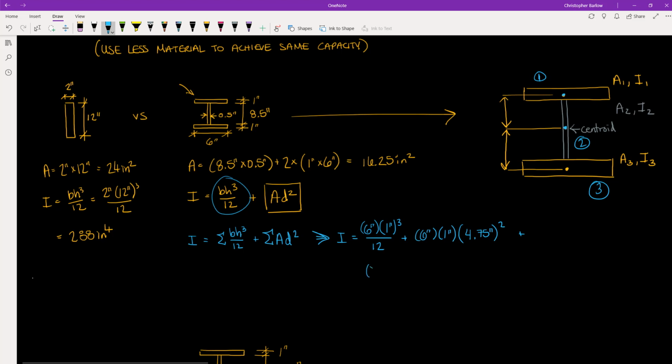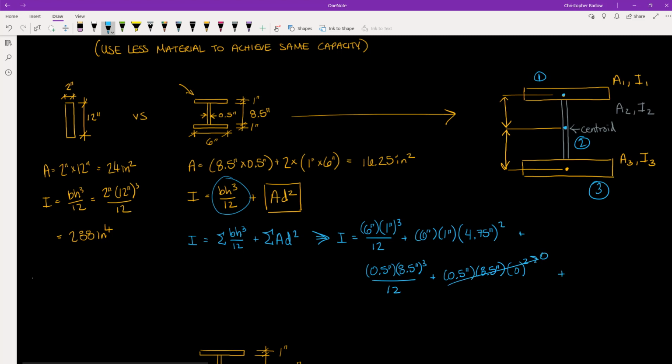Plus, let's look at our second rectangular section here, the web of the member. It has a width of 1/2 inch times a height of 8.5 inches cubed over 12. It has an area of 0.5 inches times 8.5 inches, and its distance from its centroid to the centroid of the total section is 0. And so this term becomes 0.